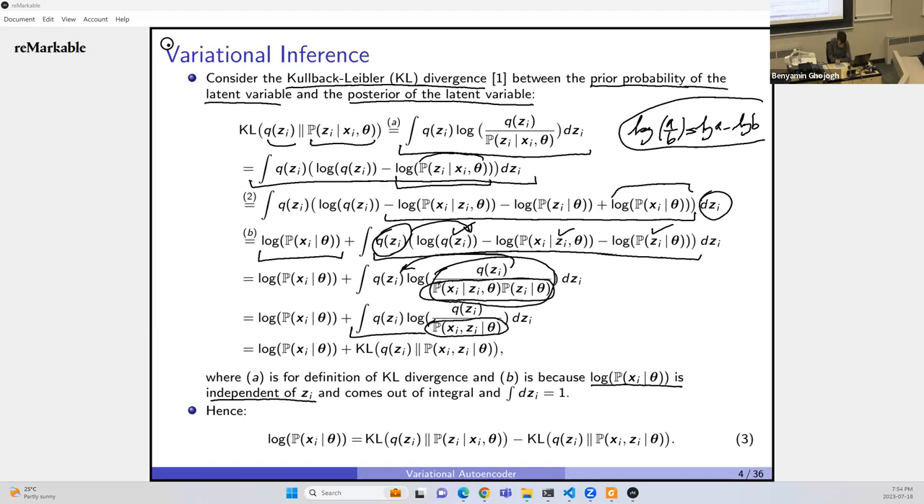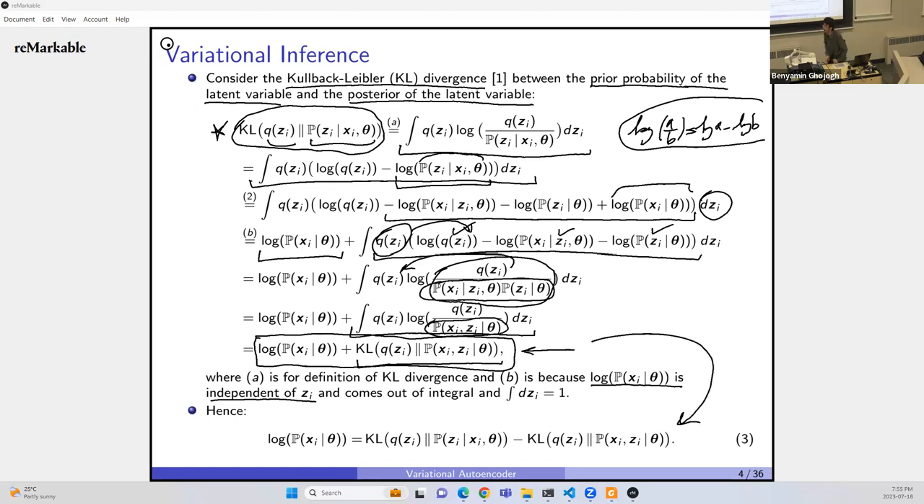Then this is exactly the definition of KL divergence. So I can write it as KL divergence of Q of Zi and P of Xi and Zi given theta, right? So we simplified this KL divergence to this term. Okay, then consider this left-hand side equals the right-hand side. Rearrange it, you will get equation three. So I'm bringing the KL divergence from one side to the other side, and then I will have equation three, okay?